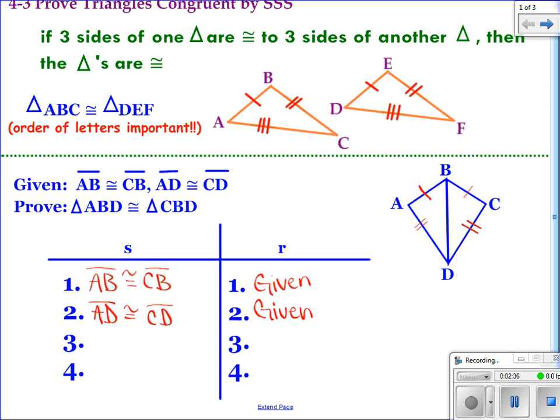Now remember, we're trying to show that all 3 sides are congruent. So what's the only side we haven't talked about? BD? This one right here, right? So what should we say for step 3? Take a guess. BD is congruent to BD. What's the reason for that? That is reflexive. That's going to be one of your most common reasons used in proofs.